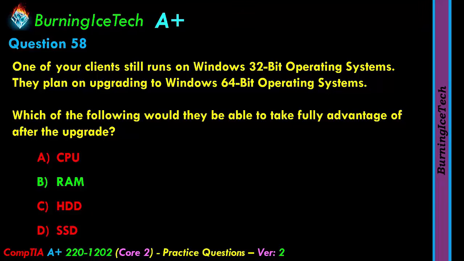So if you've got 8 gigs of RAM installed, as an example, you would only be able to use about 3 to 4 gigs of the 8 gigs. The rest of it is just going to be there, wasted. But if you've got a 64-bit operating system, you can use all the RAM you've got. So that's what this question is all about. The answer is RAM, guys.